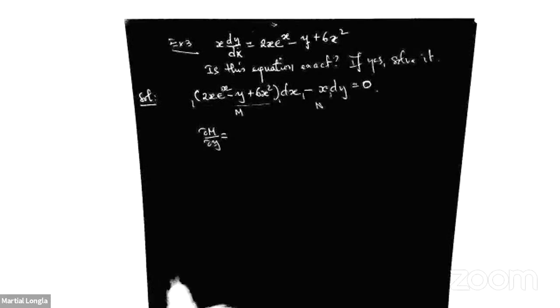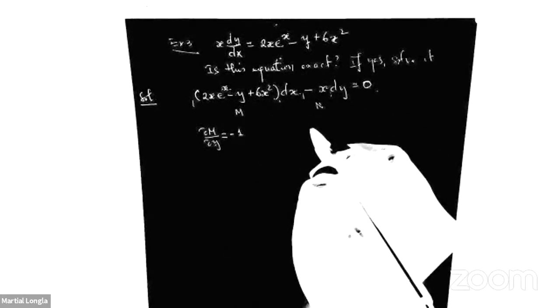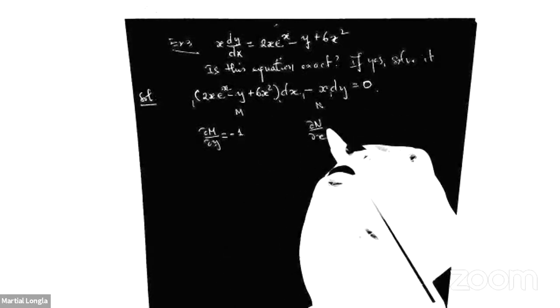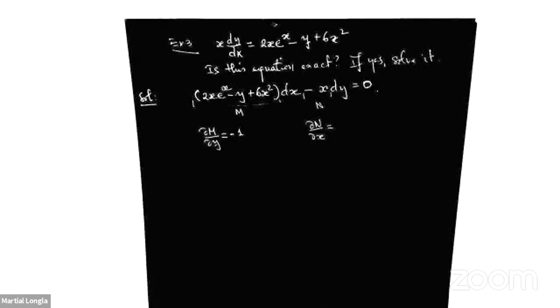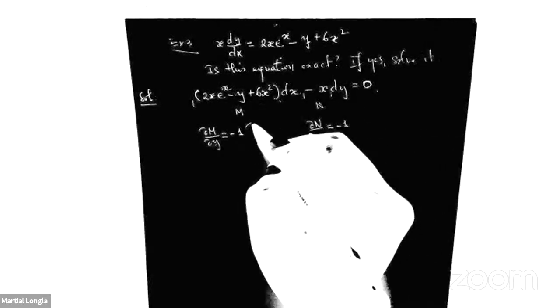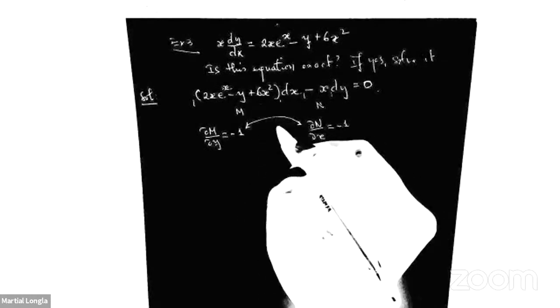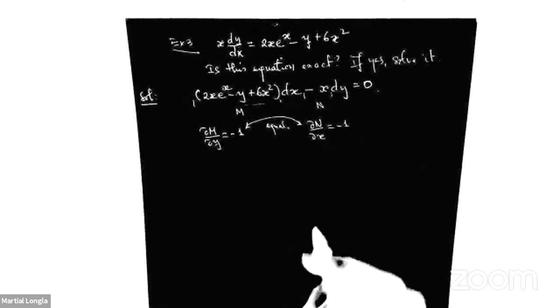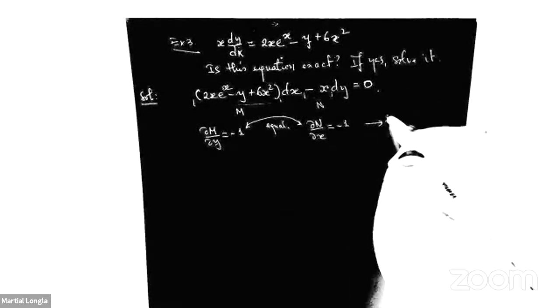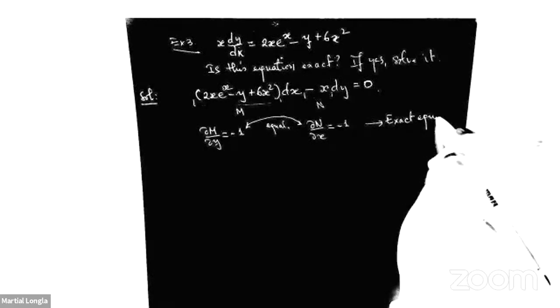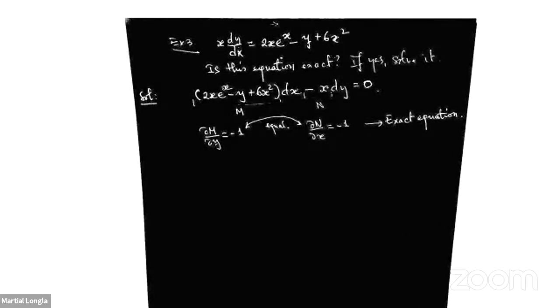Is it just -1? -1, perfect. And then derivative of n with respect to x? -1. -1. And now you can see that these two things are equal. So the equation is exact, right? So we do have an exact equation in this case. Now, how do we solve it?